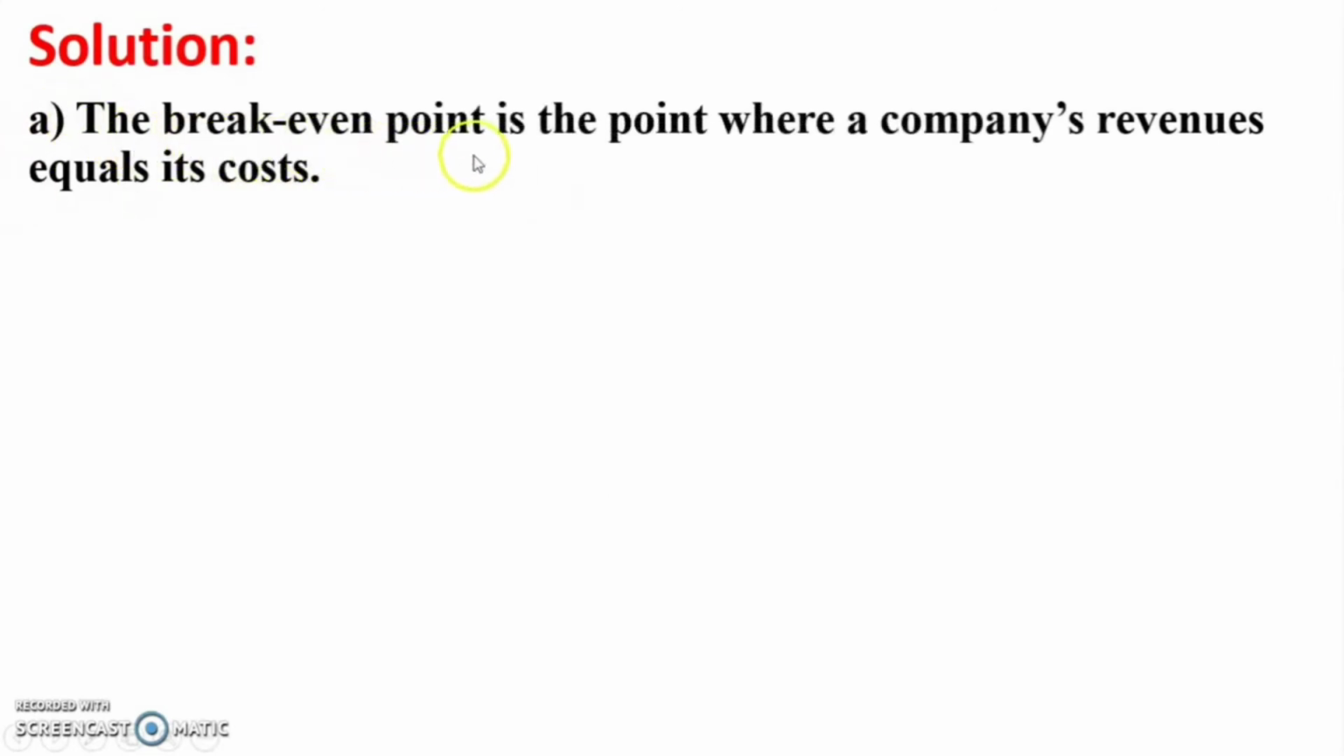In the solution, question number A. The break-even point is the point where a company's revenue equals its cost. So break-even point is a specific selling amount or selling scale where the company's total revenue equals its total cost. There, the position is no profit and no loss.